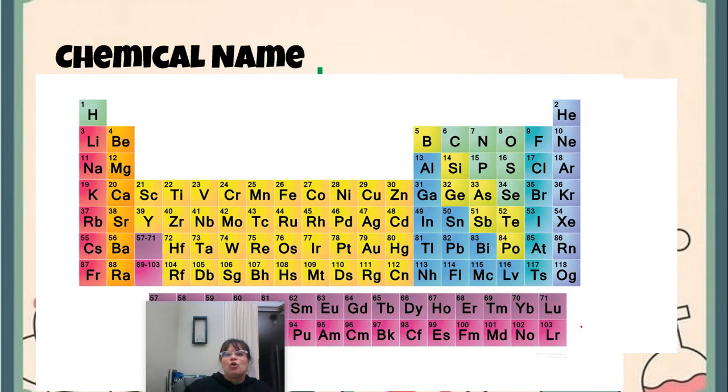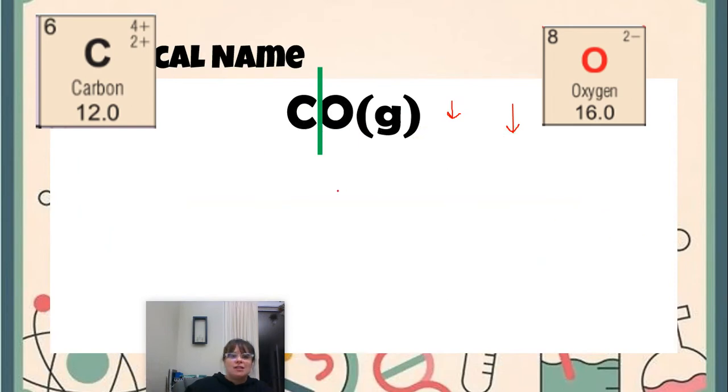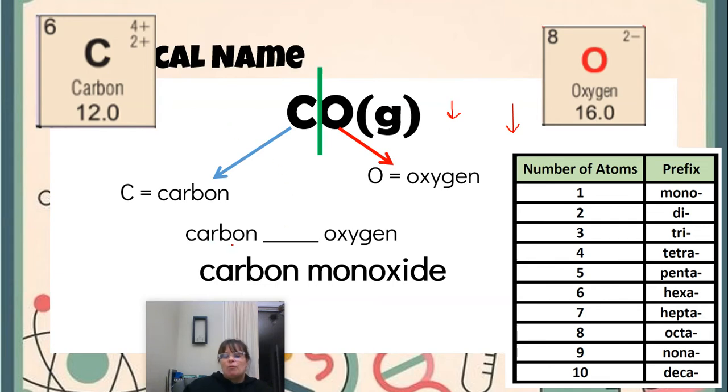Break it in half. Go to my periodic table. I find carbon here. I find oxygen here. I pull out my trusty little periodic table things, and I see that C is carbon, and O is oxygen. Now, I put my carbon blank oxygen. I notice that I don't have any number there. So that means it's 1. So it's going to be mono. So I put the mono here.